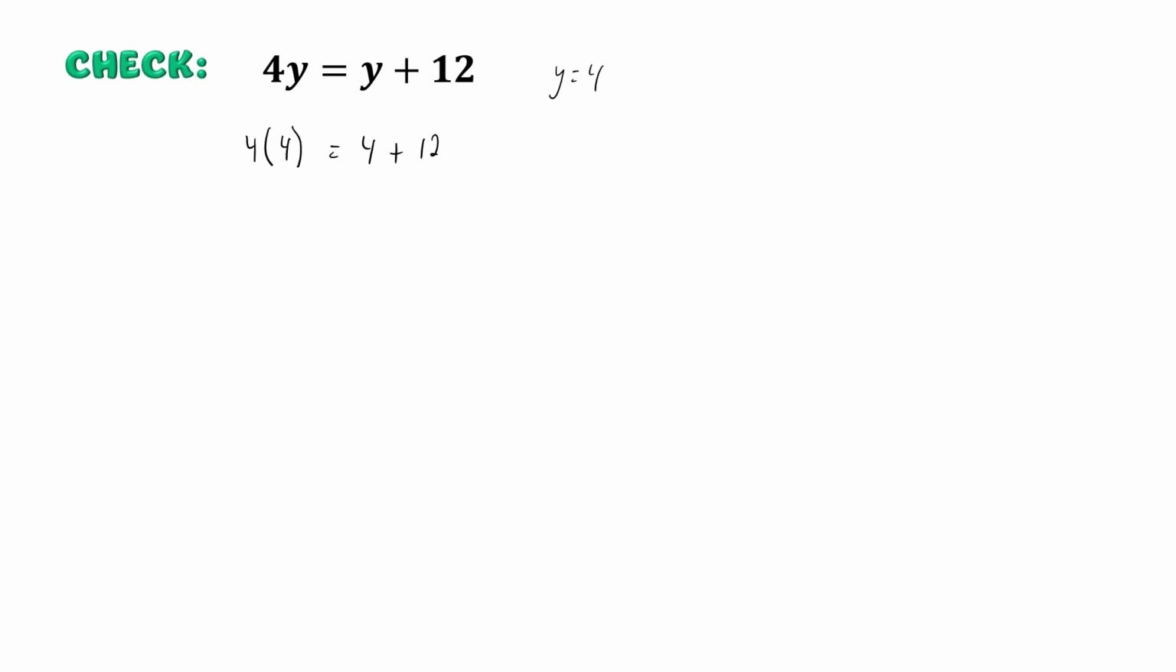So we have 4 times 4, which is equal to 16. And when 4 is added to 12, that is also equal to 16. So that means that y equals 4 is the correct solution for this equation.